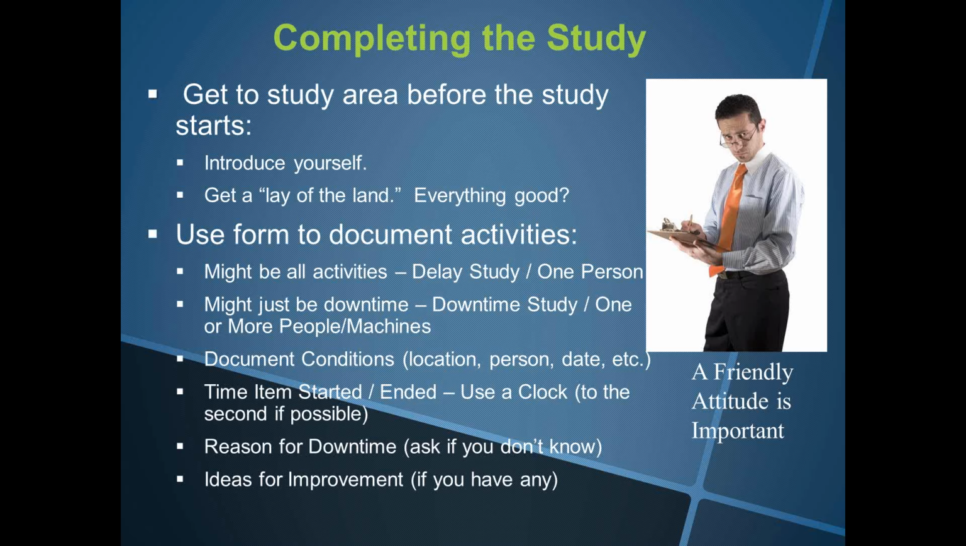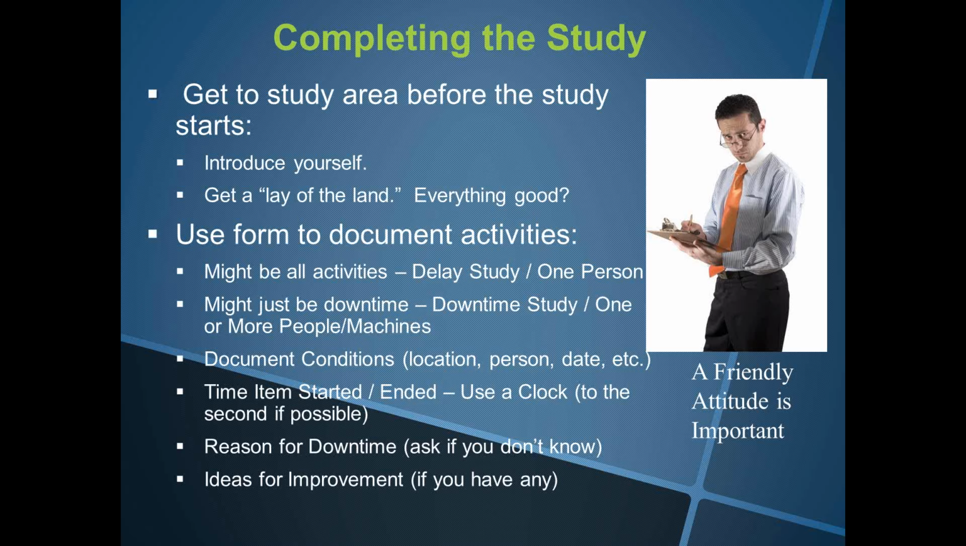You're going to document the conditions on the form. Where are you studying? What's the date? Who's the person that you're studying? It's always good to get that in case later on you have questions, so they know where that data came from. And then, whenever a machine goes down, if we're doing a downtime study, you're going to jot down the time that that element started and the time that it ended. I like to use a watch with a seconds hand, but you could also use a clock on the wall. Certainly you would want it to be down to the second if at all possible.